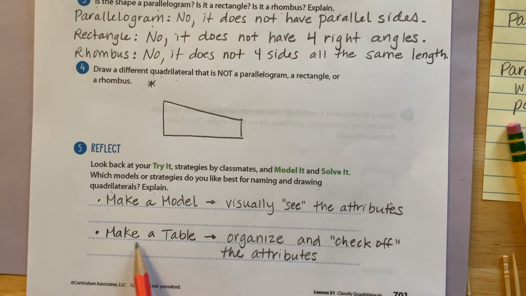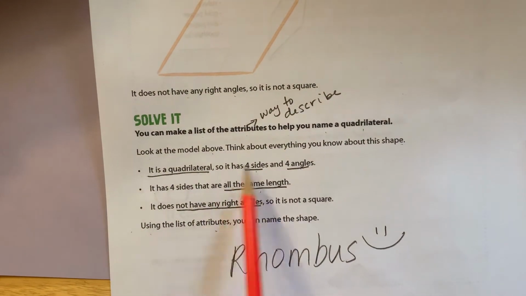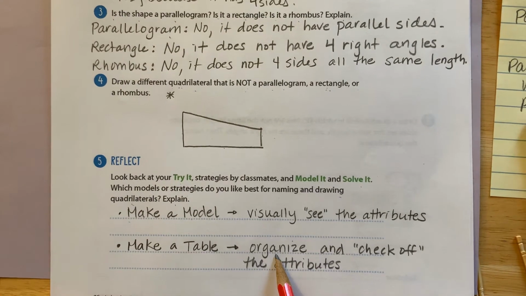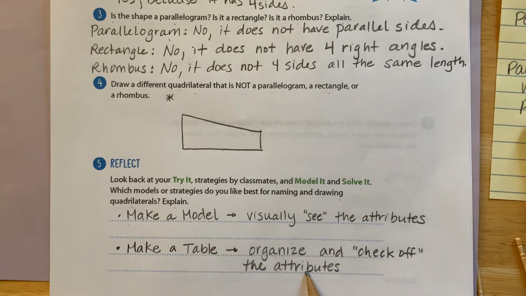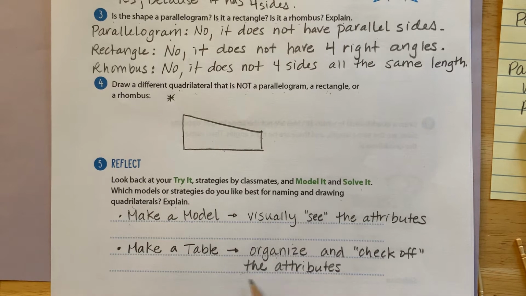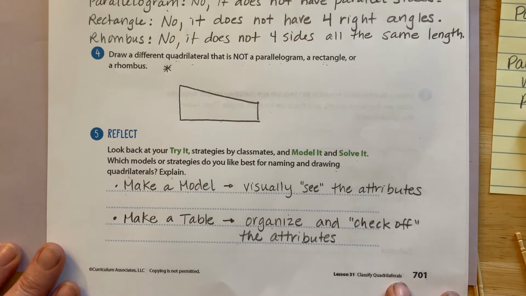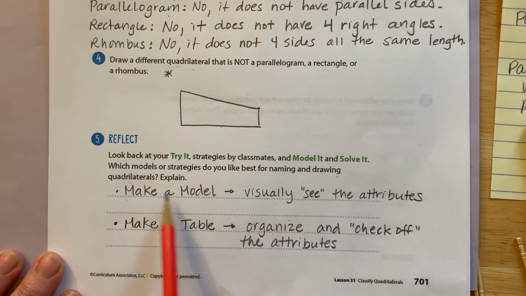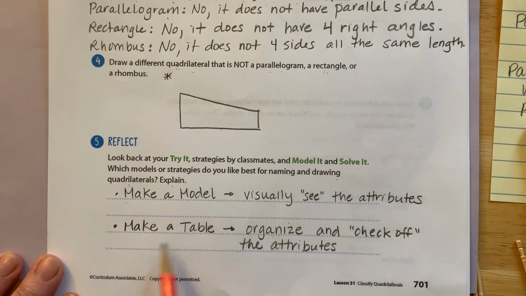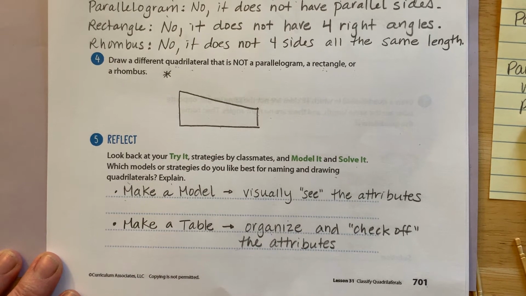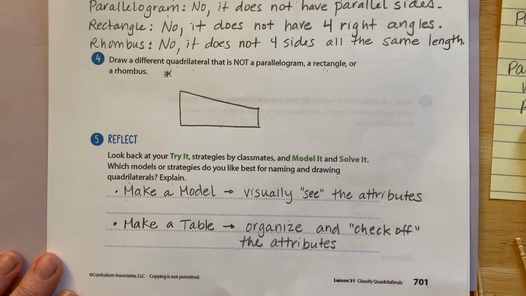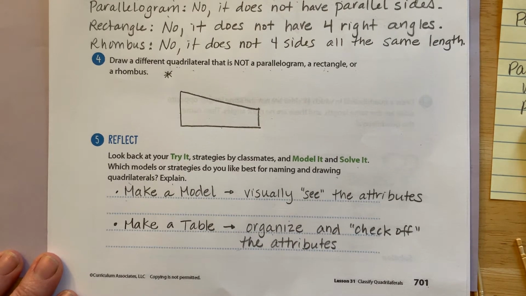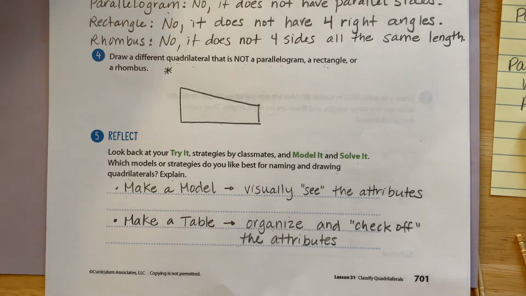Or do you prefer to make a table? See, they made a table right here. They wrote down all the attributes. When you make a table, you organize and check off the attributes that are about the shape. Which one do you like doing? Do you like to draw it and make a model, or do you like to organize the information in a table? Pause the video for a minute and write down what is your favorite way to name a shape. Okay, when you're done, come to page 702.